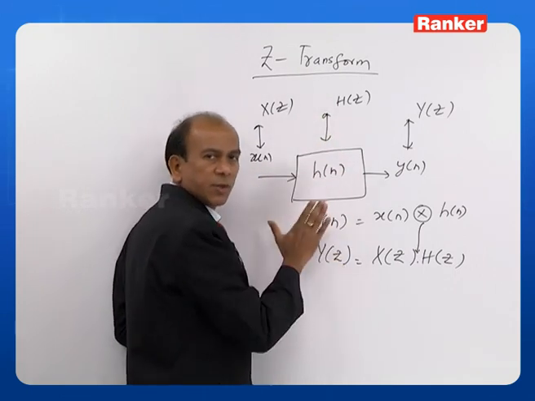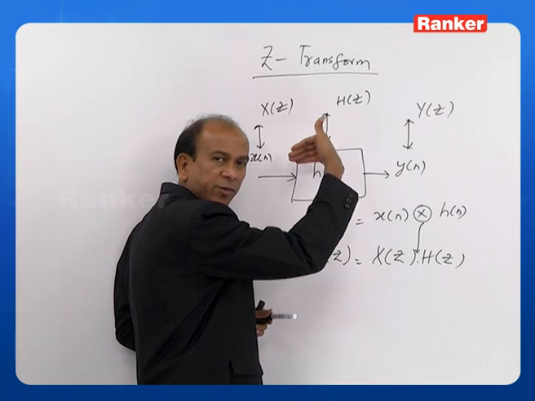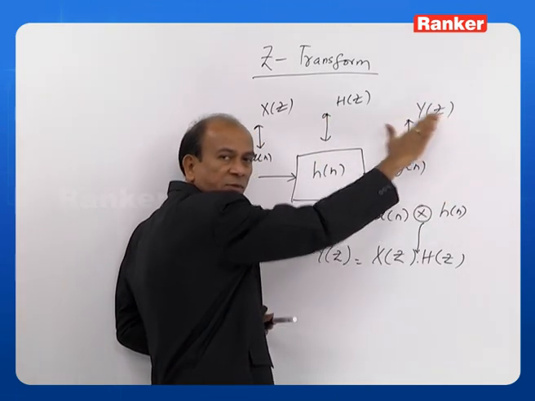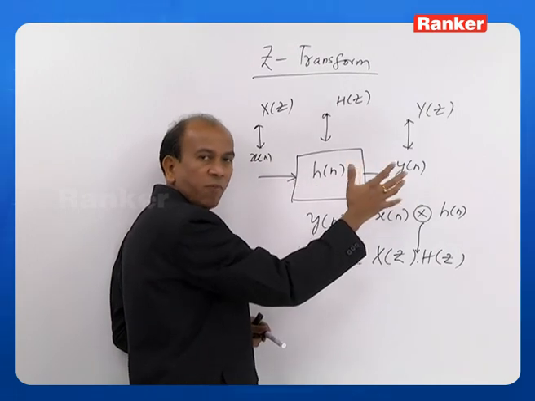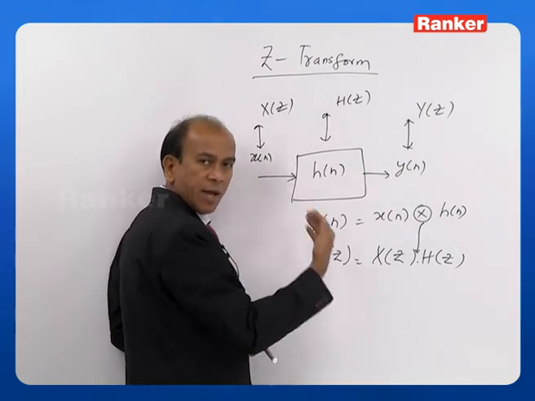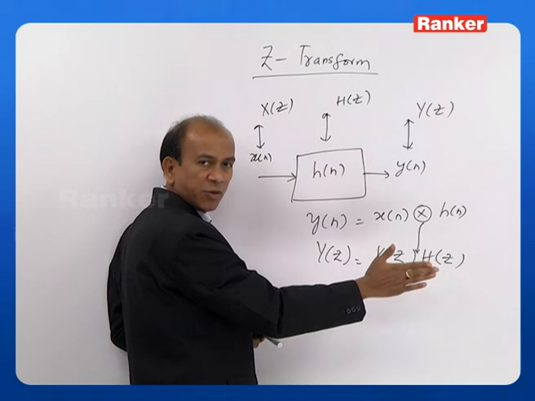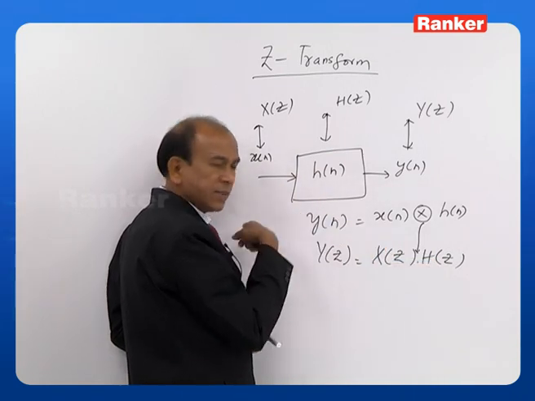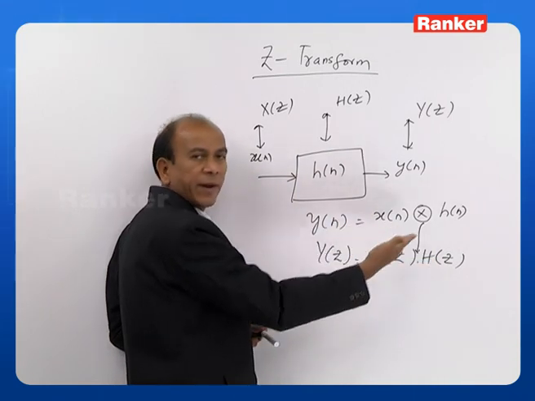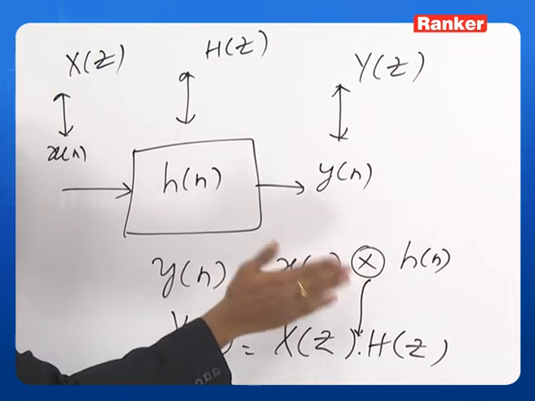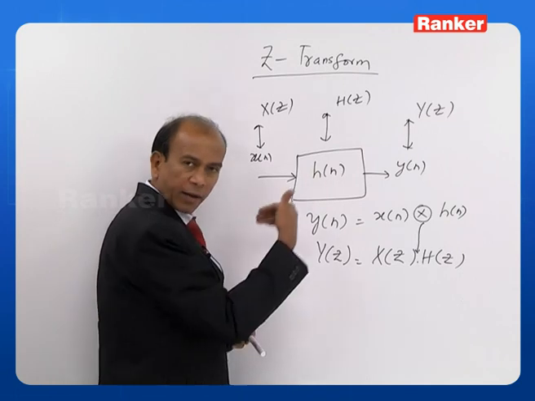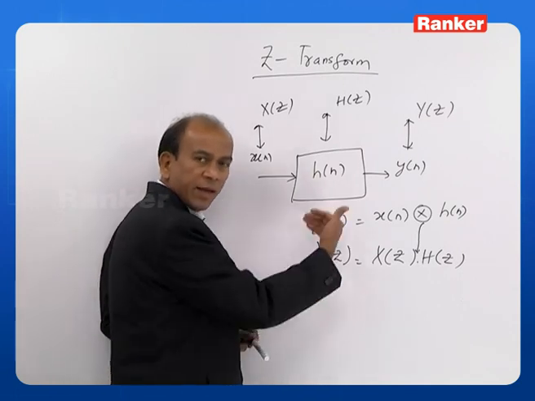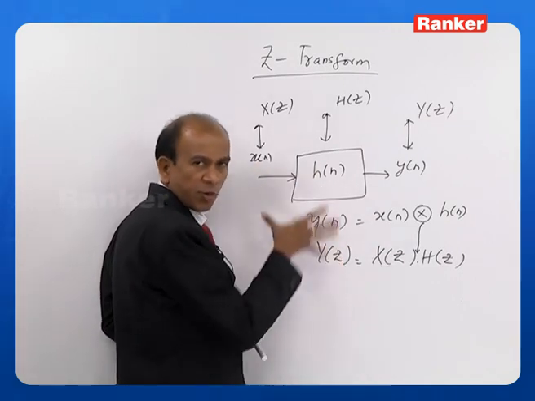We all know this. So, x of n has a Z transform x of z, y of n has a Z transform y of z, h of n has a Z transform h of z, then the output of the system y of z is equal to x of z multiplied by h of z. In n, we see a convolution here, whereas if I convert into the Z domain, then it will be a product of these two. So, this is what is given.